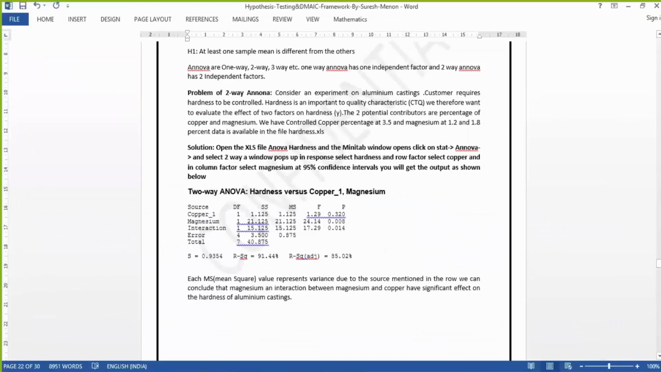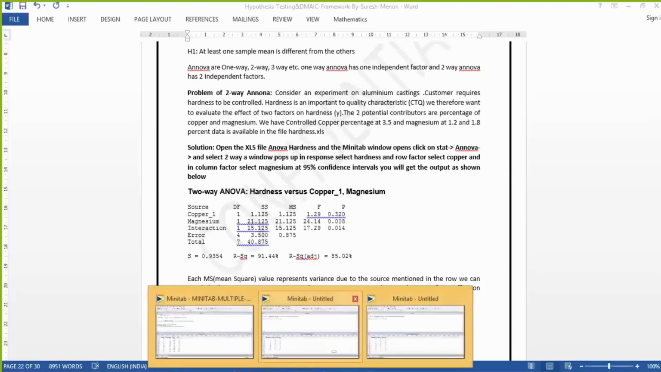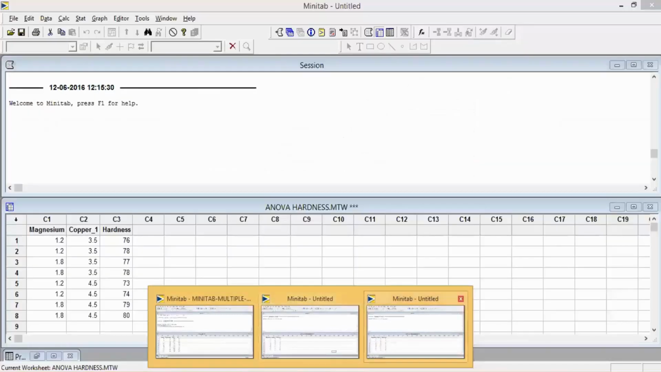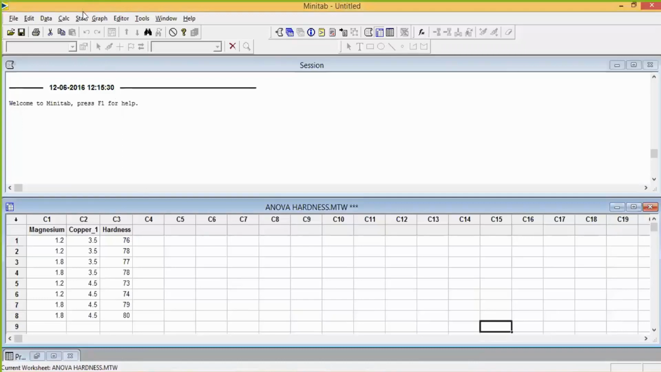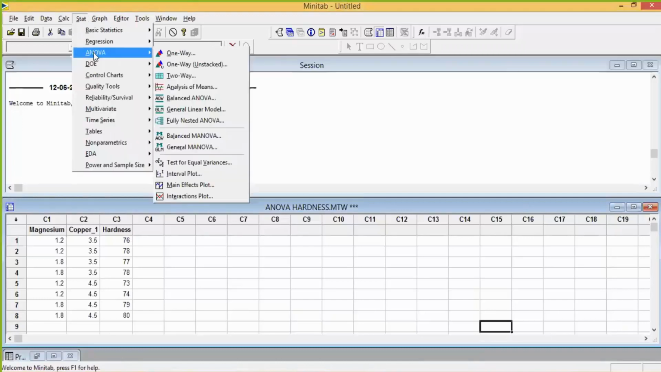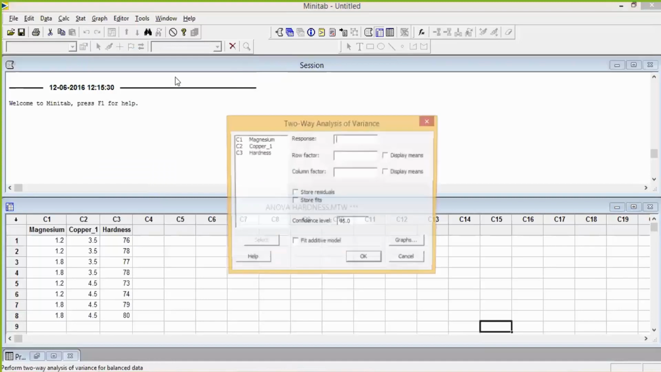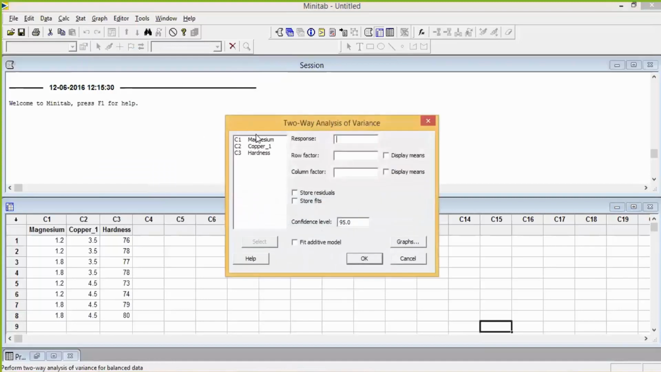ANOVA and select two-way. Go to Stat, take ANOVA and click on two-way. What do you do? Response variable, row factor, column factor. What will be the response variable? You have to select something here. Now you will start learning all this. Hardness, yeah, exactly. Hardness, select.